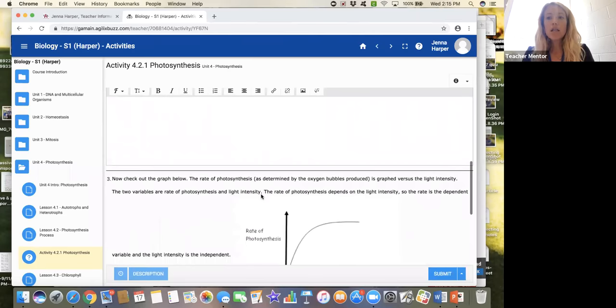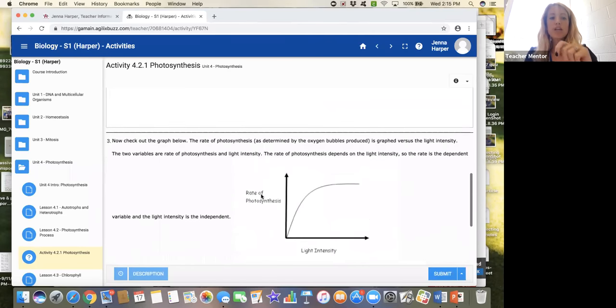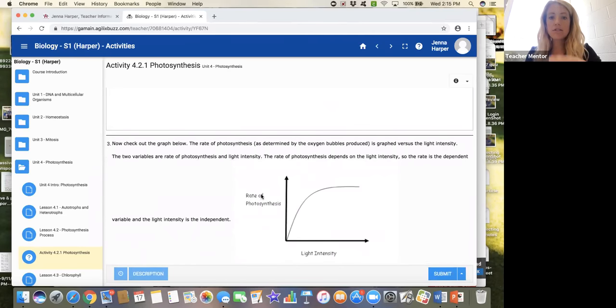All right, let's go to the next one. It says, now check, this is the one that I really noticed that a lot of my students are having trouble with. So it says, just a second, I'm trying to move this over.